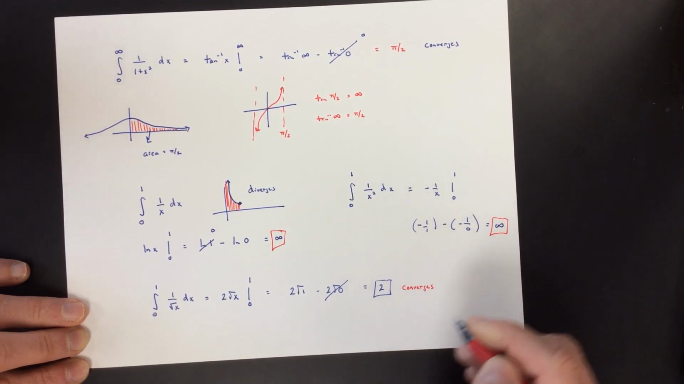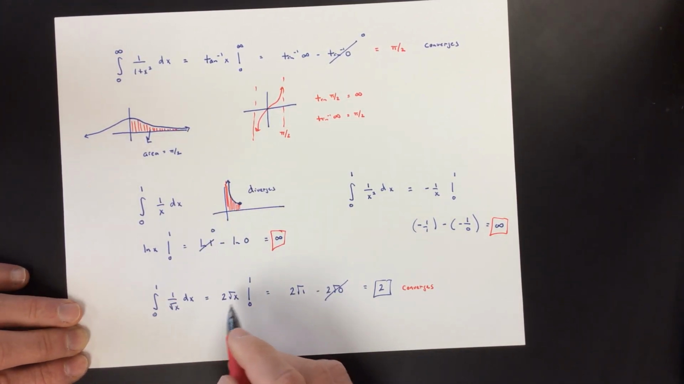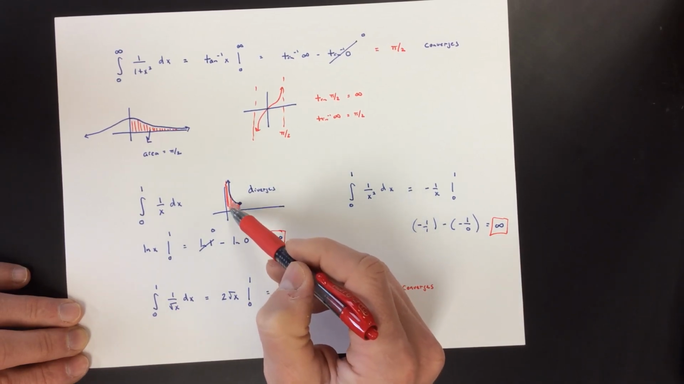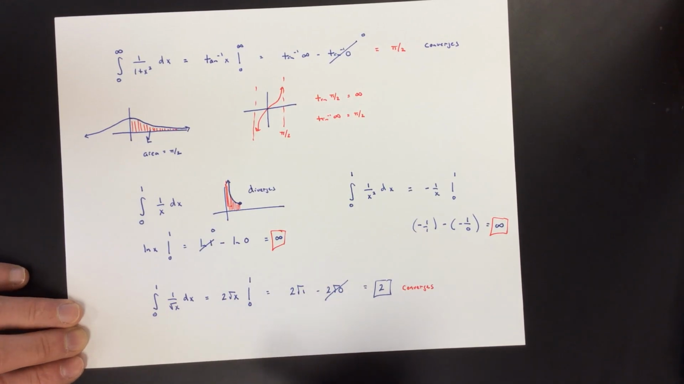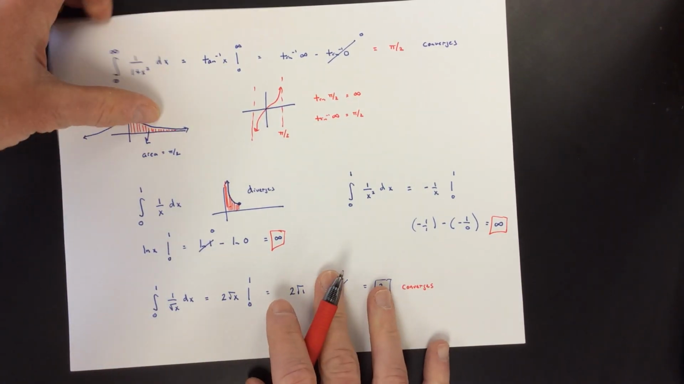It has a finite area, meaning if you graph this one, and again, the graph looks almost identical to that, it actually has a finite area, meaning 2 square meters, 2 square feet is this, where in this particular case, it's got an infinite amount of area. And that's really all improper integrals are.